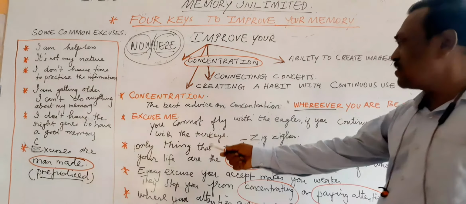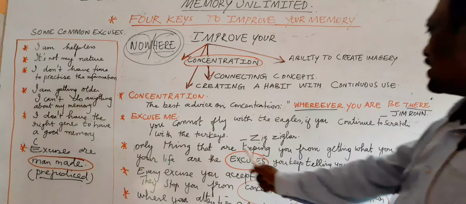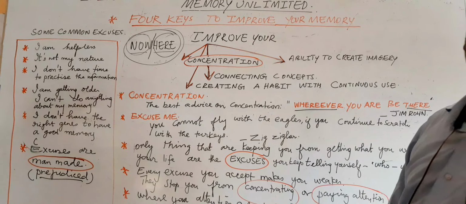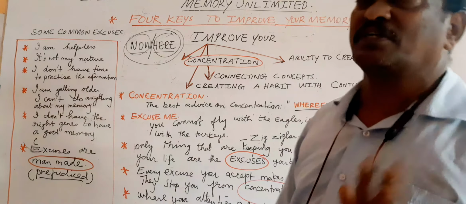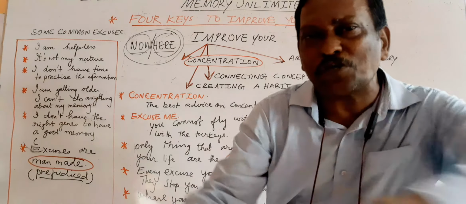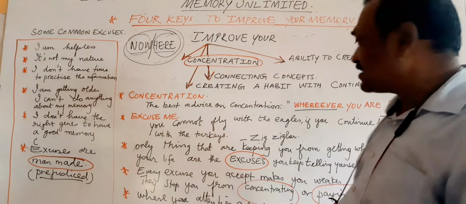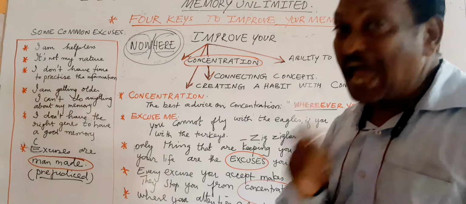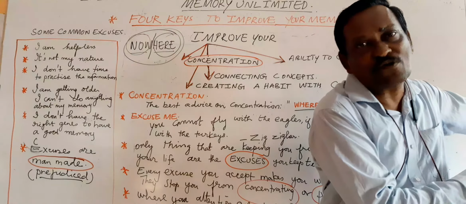Right. The only things that are keeping you from getting what you want in your life are the excuses you keep telling yourself. If something is stopping you from achieving what you want, if something is pulling you back from the road of success, it is nothing but the excuses that you give. You keep on giving excuses one after another, and remember, the more the excuses, the more you get pulled back from the road to success.